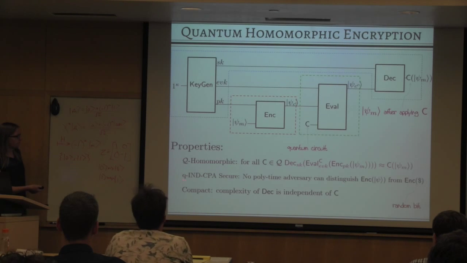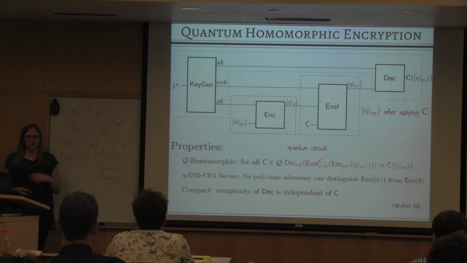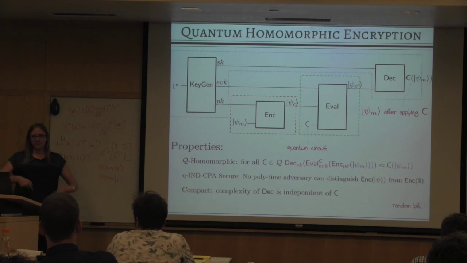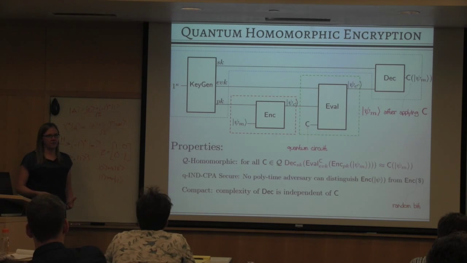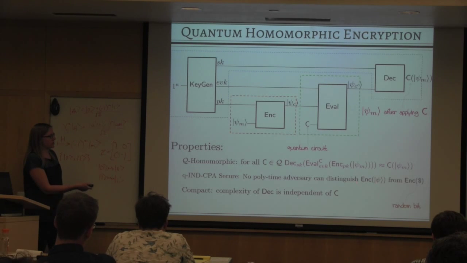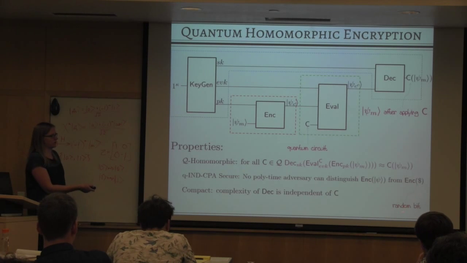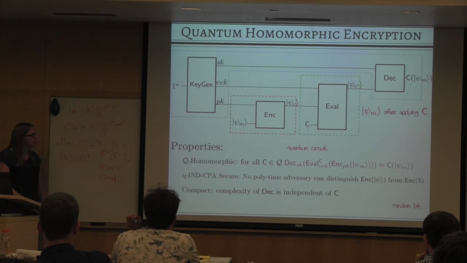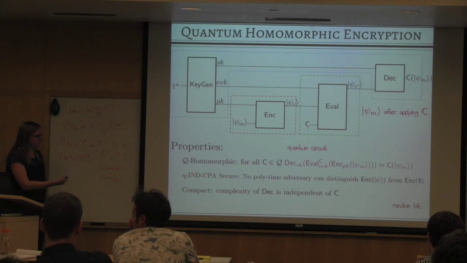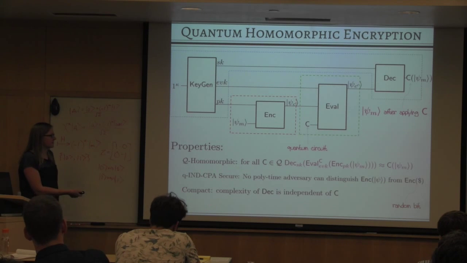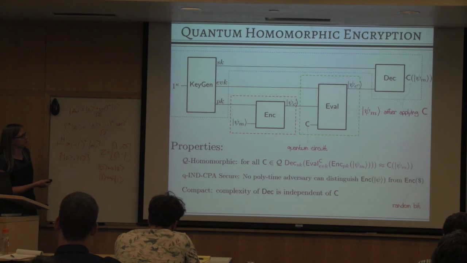And now we have Q-IND-CPA security. So this is quantum indistinguishability under chosen plaintext attack. It's the quantum version of indistinguishability under chosen plaintext attack, and it basically looks the same. Now we have a problem of distinguishing quantum states. So we say a polynomial time adversary can't distinguish between an encryption of any state psi and an encryption of a random bit. This has all the nice properties of classical indistinguishability under chosen plaintext attack. Of course, we allow the adversary to be quantum, but you should allow your adversary to be quantum anyway. And then we also require compactness: the complexity of decryption should be independent of the evaluated circuit.